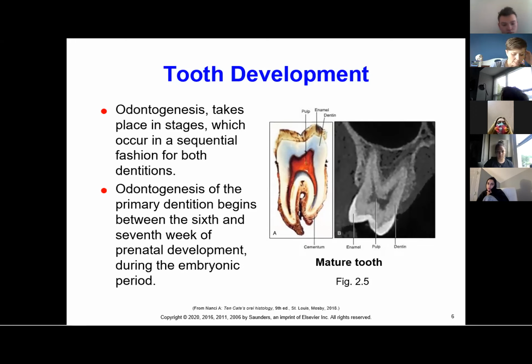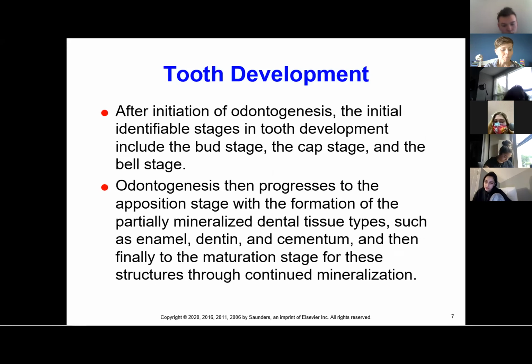All right, no clear cut. These stages are used to help focus on the different events of odontogenesis and are based on the overall shape and development of the structures, like I said. After initiation of odontogenesis, so after the beginnings of the forming of the teeth, the initial identifiable stages in tooth development include, like I said, that initiation. Once that initiation starts, you have your bud stage. I always think of a little flower because it's like a little bud, and then the cap stage.